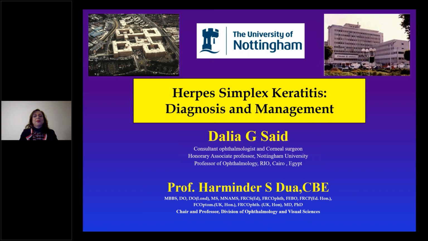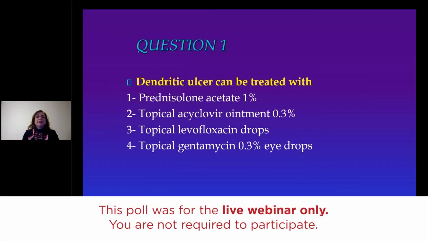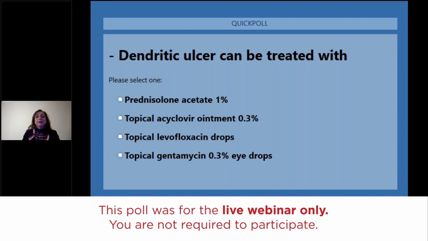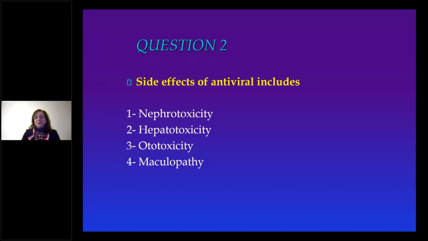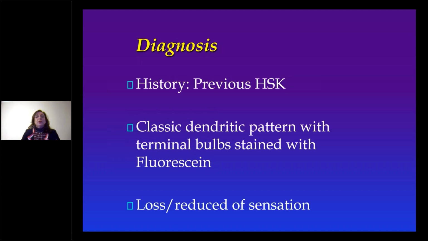So I'm going to give you the diagnosis and management for herpes simplex keratitis. So we'll start also with a couple of questions, and then we'll repeat the questions again at the end of the talk. So question number 1, dendritic ulcers can be treated with prednisolone acetate 1% eye drops, topical acyclovir ointment, topical levofloxacin drops, or topical gentamicin eye drops. You can start the poll now. Okay, so we'll go again to these same questions at the end of the talk.